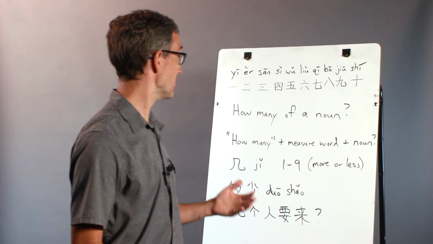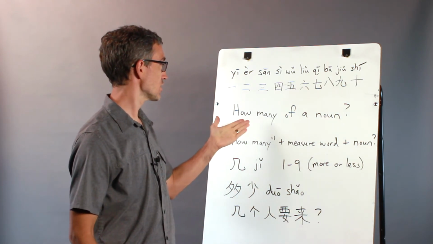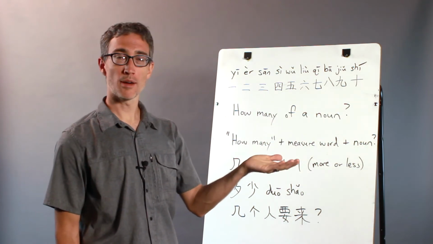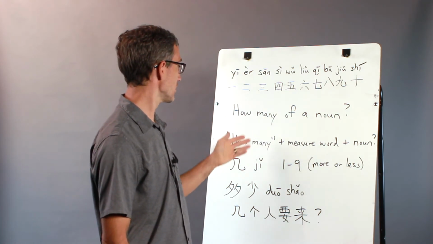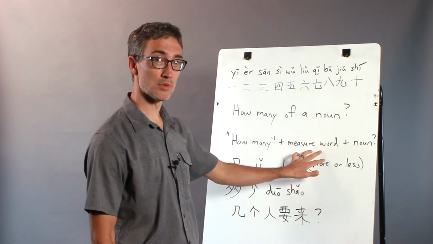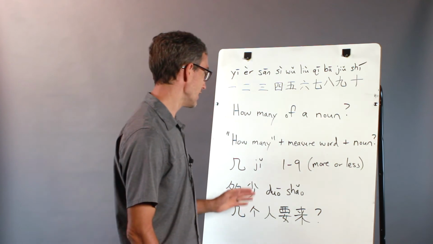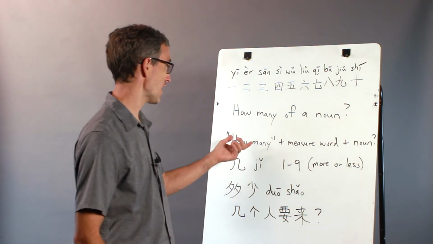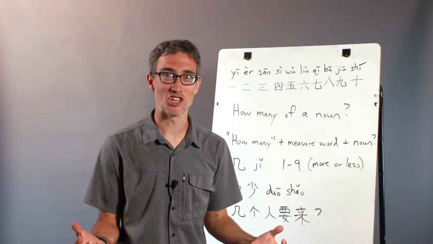Continuing with the measure word theme, I want to teach you how to ask the question, how many of a noun? So how many people are coming tonight? Something like that. The formula is the word how many plus the measure word. We still need the measure word and then the noun. The problem is there are two different words in Chinese for how many, and maybe that's not a problem. It's just exciting possibilities, y'all.